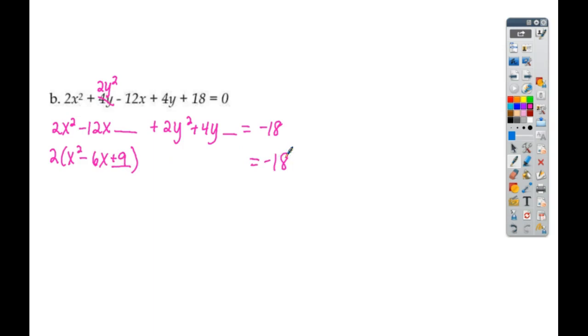But how much did I really add? Like 18. I added 18, right? I added 2 times 9. So I'm going to add 18 over here. And when I factor out the 2 here, so b divided by 2 is 1, 1 squared. So I'm adding 1, but how much did I really add? 2. So I added 2. Is that plus or minus 1 or is that a 1 on top of the line? A 1. Okay? So now I have this.